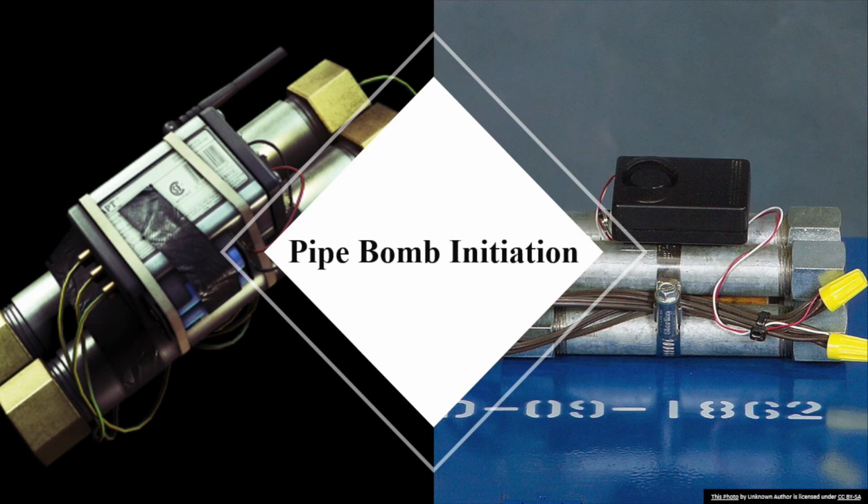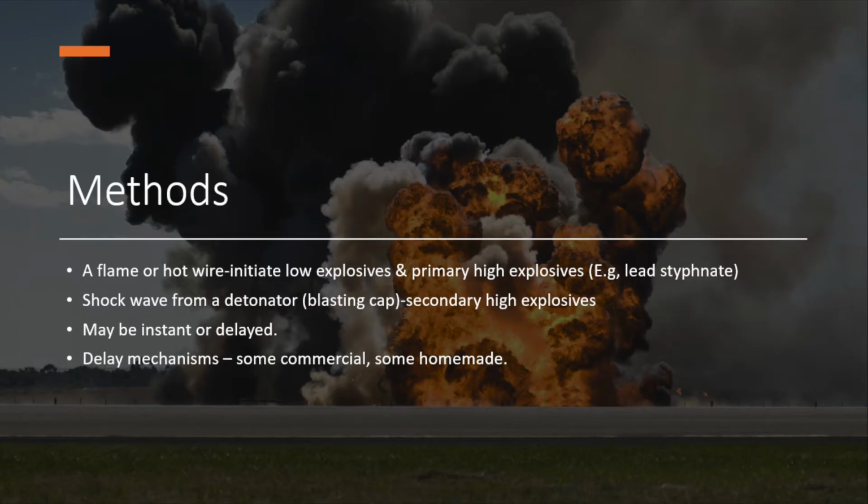In pipe bomb initiation, the methods of initiating pipe bombs depend on the nature of the explosive. A flame or hot wire normally will supply sufficient energy to initiate low explosives and primary high explosives, while a secondary high explosive requires a shock wave from a detonator. Initiation may be instant or delayed. Delay mechanisms may be commercial and some are homemade.